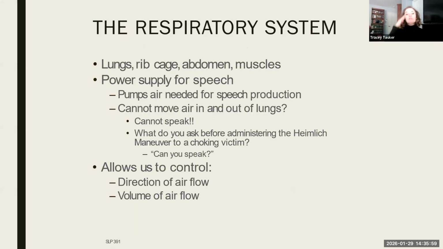The respiratory system, and I'm going to show you a diagram in a minute, includes our lungs, our rib cage, our abdomen, and our muscles. As a speech therapist, we often tell kids to sit up straight. It will help you have more power to speak. I worked with a little girl who had a syndrome, and it was very important for her to be properly positioned because she did not have a lot of breath support. Again, our power supply comes from our lungs.